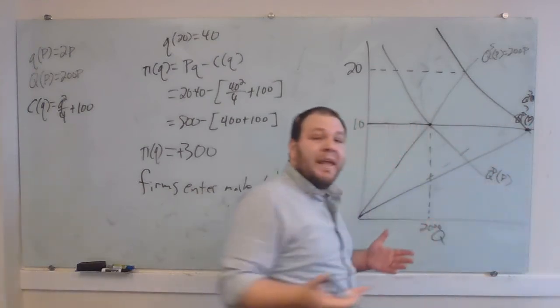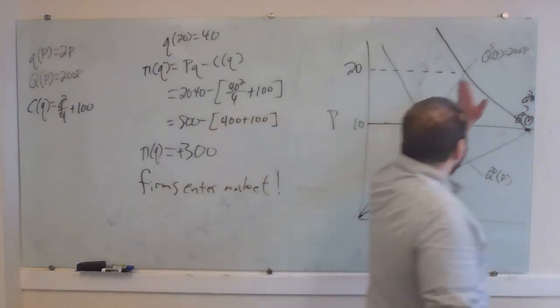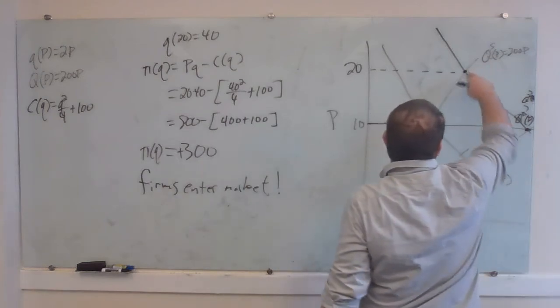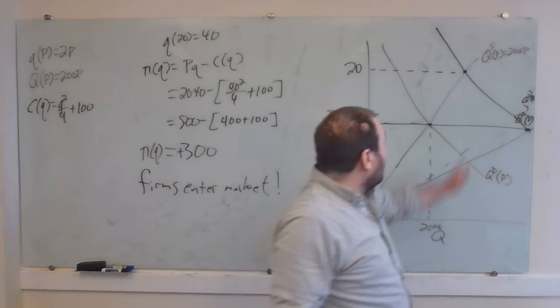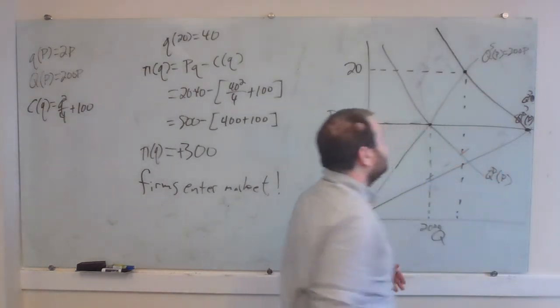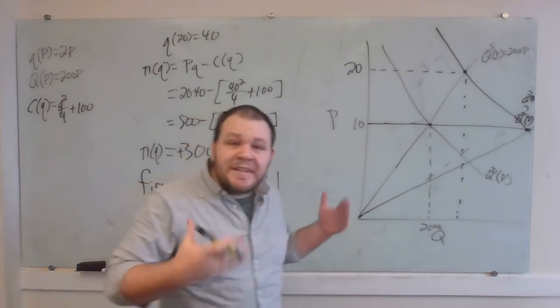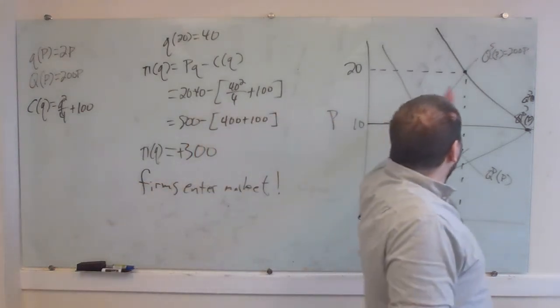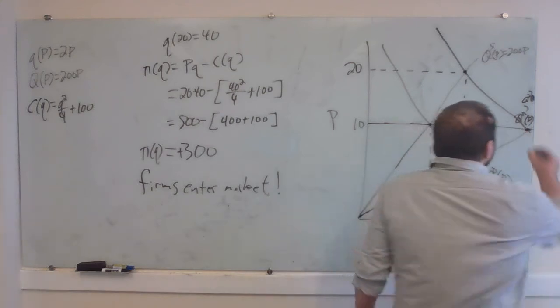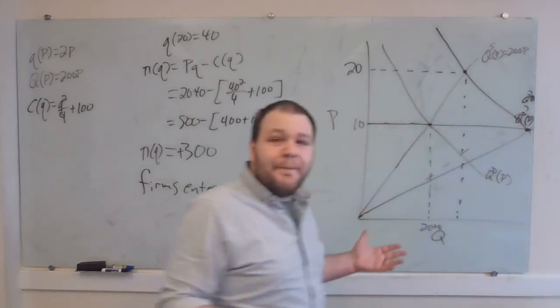So essentially what's happening here? Demand increases. If there is no entry or exit, we would have had a price increase to something like 20 and an output increase of some modest amount that we didn't even bother to calculate. However, because firms can enter or exit the market, this price increase is going to result in an increase in the number of firms so that we go back to our original price of 10.